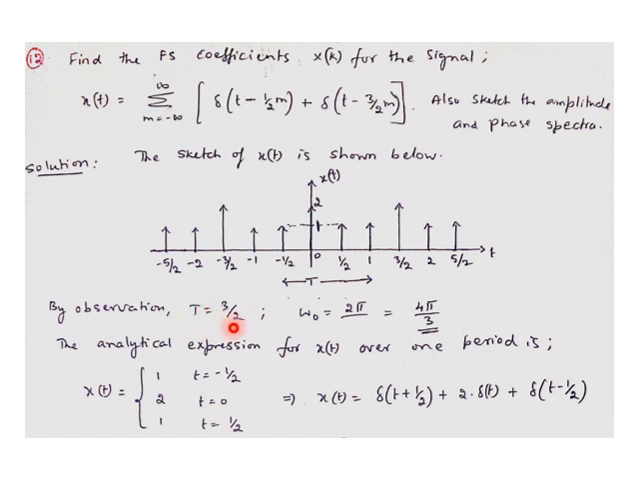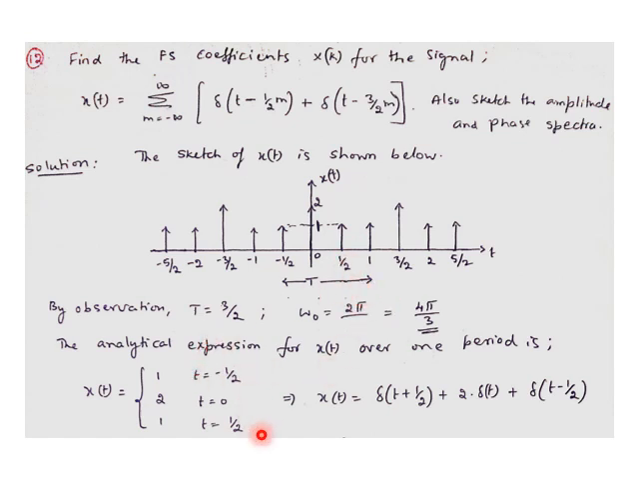Here omega naught should be 2 pi by T. If I substitute T equal to 3 by 2, I get omega naught equal to 4 pi by 3. So, the analytical expression for x of t over one period: at t equal to minus half, x of t is equal to 1. When t equal to 0, x of t is 2. And x of t is equal to 1 when t is equal to half.